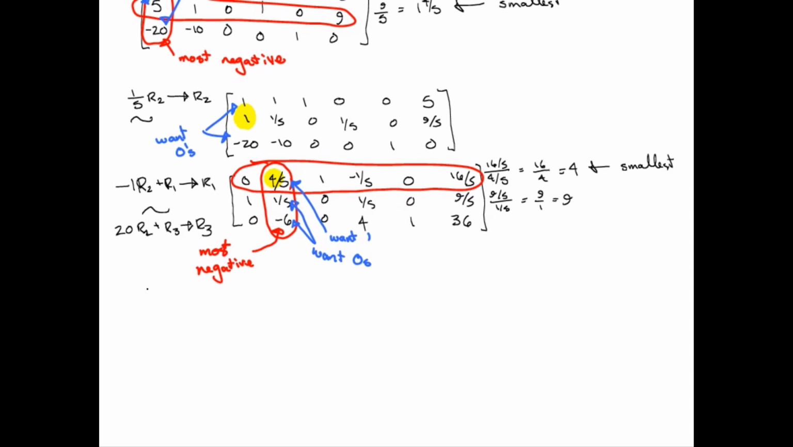So once again, here I'll get the 1 first, then I'll get the zeros. So I'll do 5/4 times row 1, and I'll put it into row 1. So that'll give me 0, 1, 5/4, -1/4, 0, and 4. I'm going to recopy the other two rows for now.